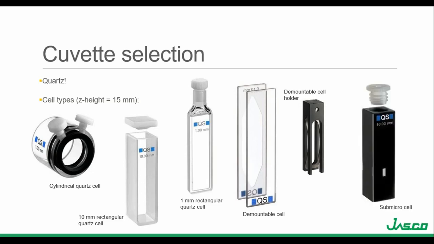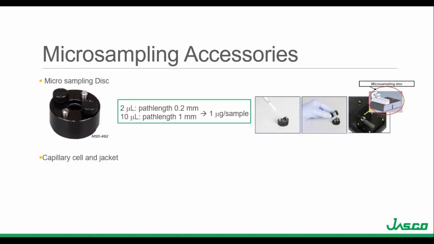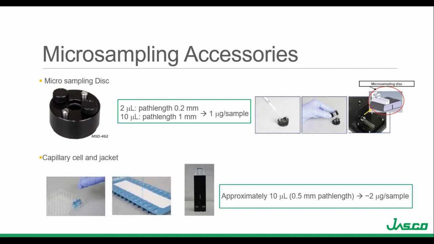Rectangular micro and submicro cells are also available for small volume measurements, and they come in a variety of volumes and path lengths. These cells have smaller apertures, so it's also important to purchase a black mask cell like the one shown here, if the cell window is smaller than the instrument beam. JASCO also offers 2 microsampling accessories. So there's a microsampling disc for spectral scans, which uses only 2 or 10 microliters, depending on the path length. And then we have a capillary cell for thermal stability studies that holds about 10 microliters of sample and has a 0.5 millimeter path length.